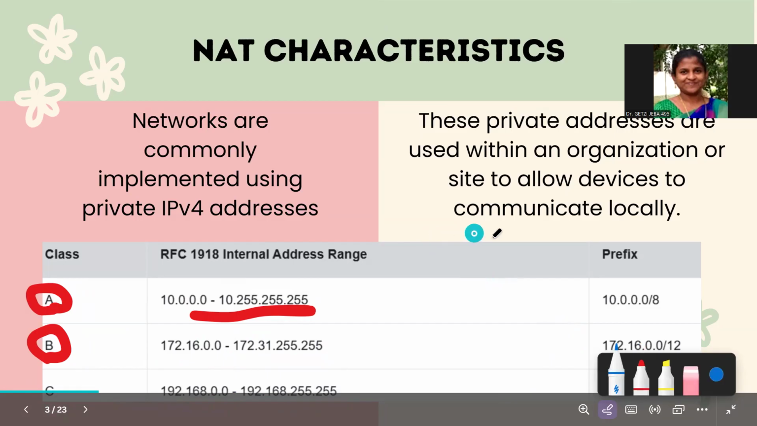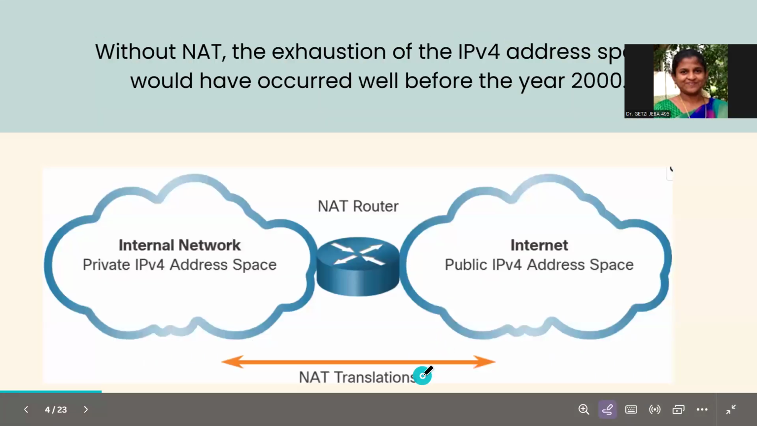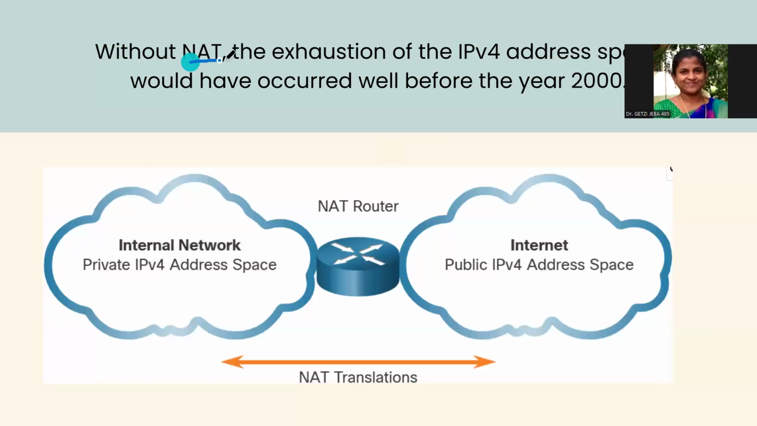These private IP addresses are used within the organization. Outside an organization, these IP addresses are not routable. And as we discussed earlier, NAT helps to manage IP version 4 depletion. Without NAT, IP version 4 would have already been depleted by 2000. Still, we can see that some devices are operating using IP version 4. That is because of this capability called NAT.